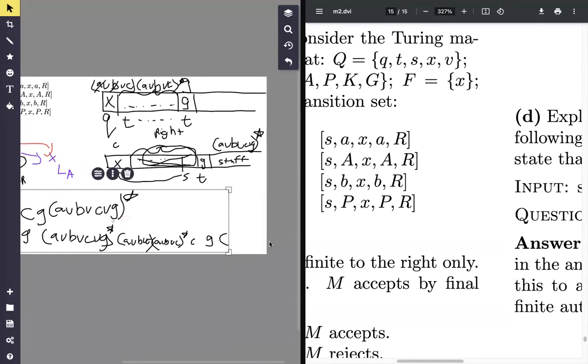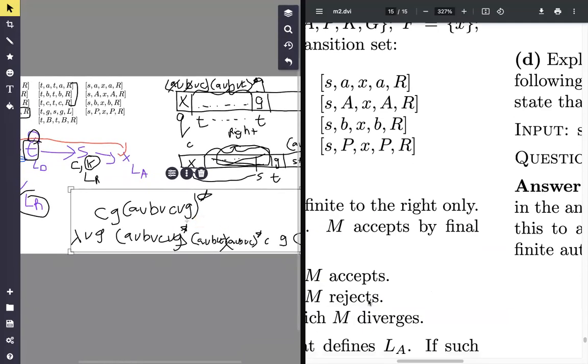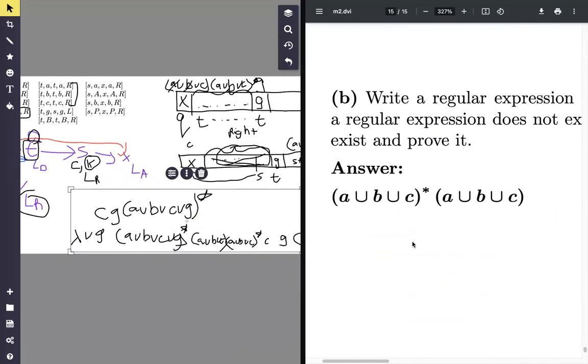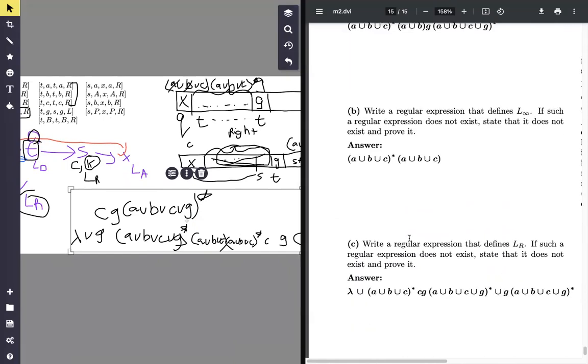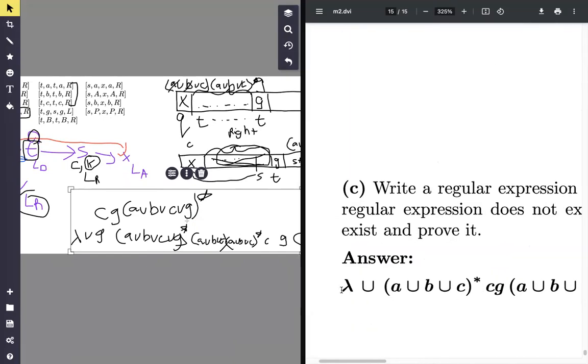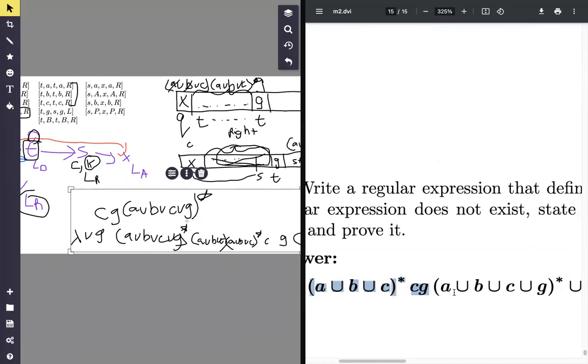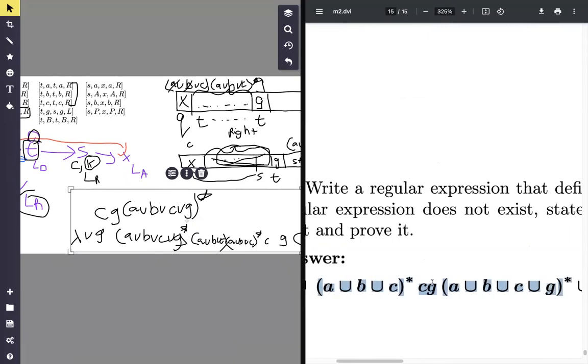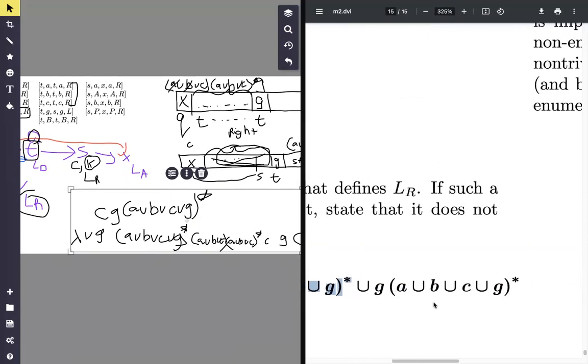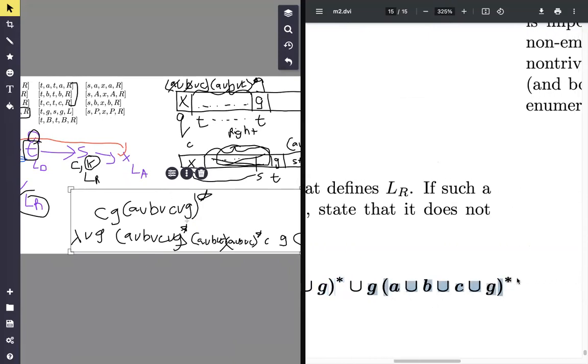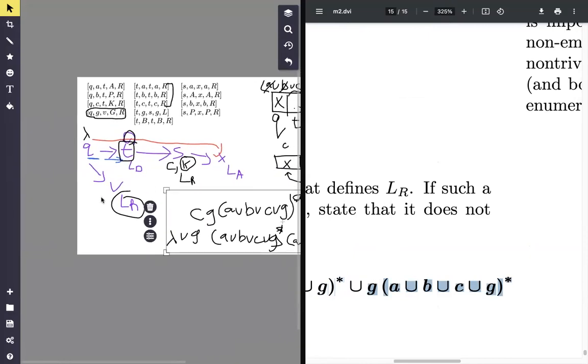There's more after this, but those are all the ways that we reject. And if you see your answer, this is how we rejected a state Q. This A or B or C star, CG, A or B or C or G star, that was how we rejected on a C in state S. This G, A or B or C or G star is how we reject in here in state V.